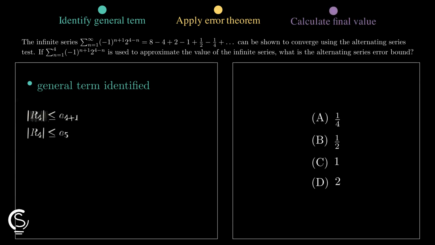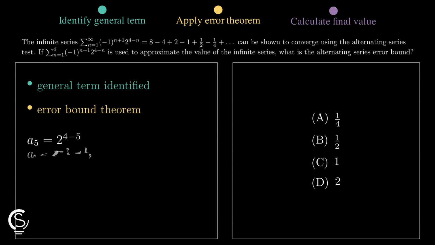Finally, substitute n equals 5 into our general term formula. 2 to the power of 4 minus 5 is 2 to the negative first, which equals 1/2. Boom!